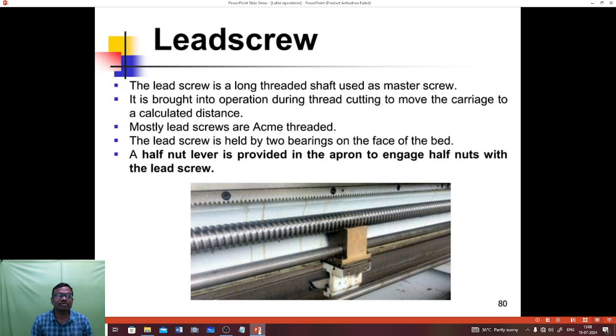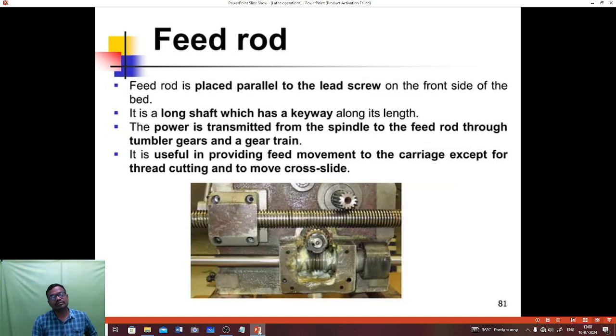Lead screw is a long threaded shaft used as a master screw. It is brought into operation during thread cutting to move the carriage to a calculated distance. Mostly lead screws are Acme thread.